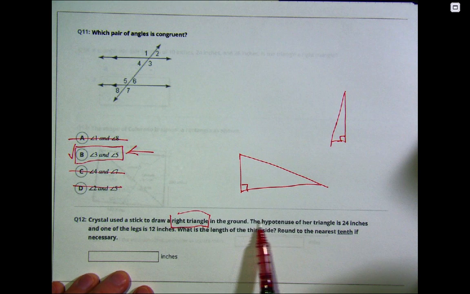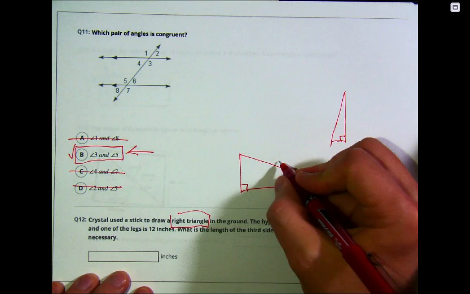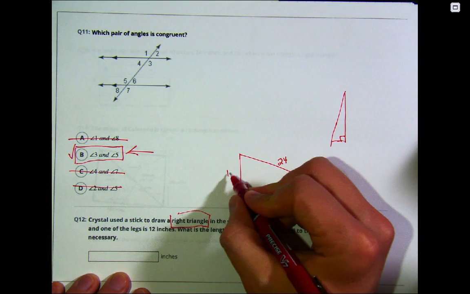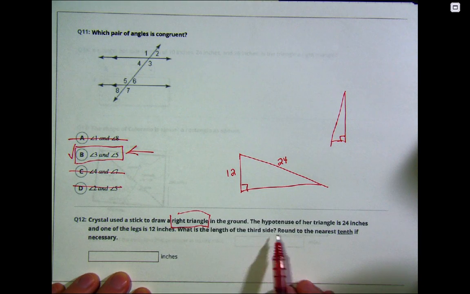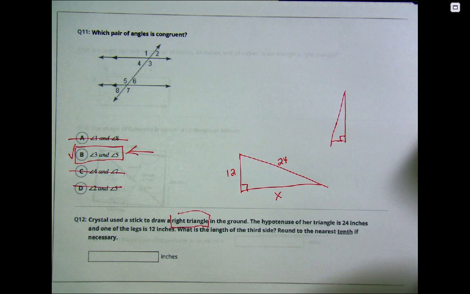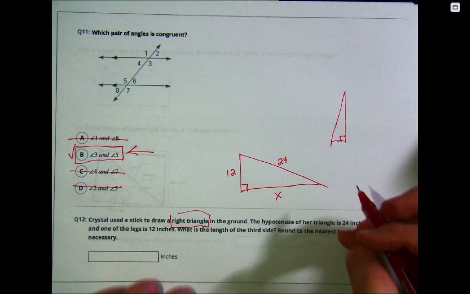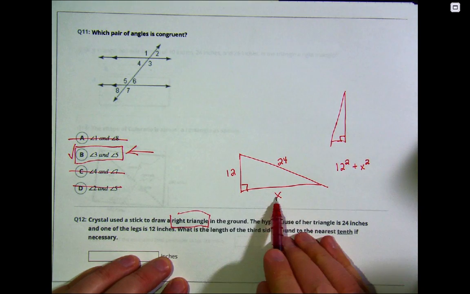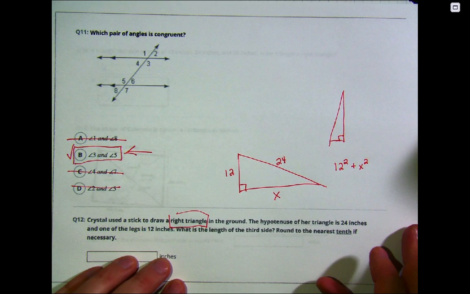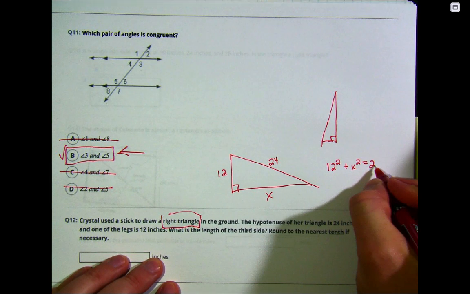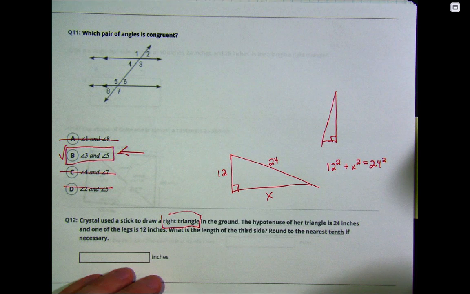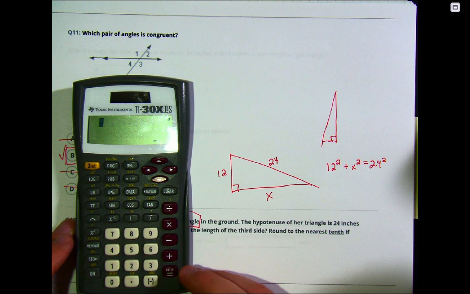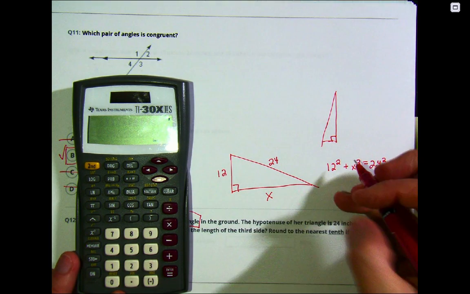The hypotenuse is 24. One of the legs is 12. I could put the 12 here. I could put the 12 here. Doesn't really matter. What's the length of the third side? This is really just an a squared, b squared, c squared problem. So I'm going to do 12 squared plus x squared. Those are my legs. Equals the hypotenuse squared, right? 24. And again, just calculator. So make sure that you have a calculator handy when you're doing this. 12 times 12, I know that one. That's 144.